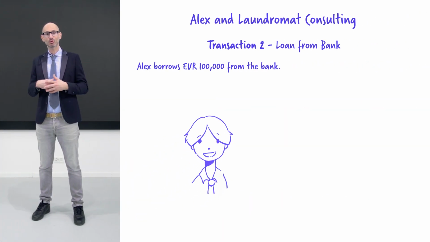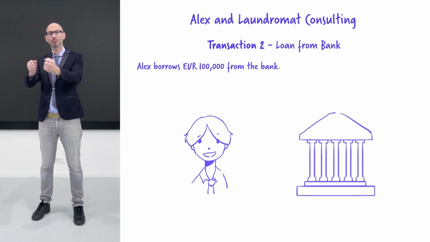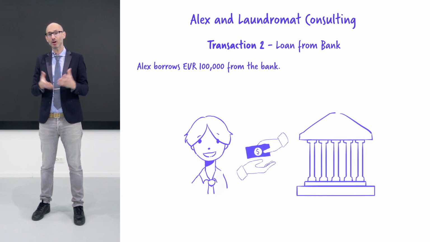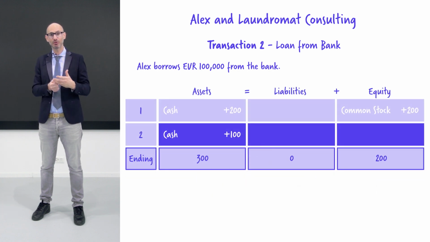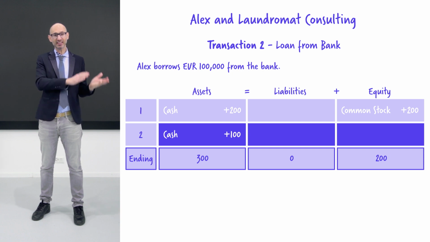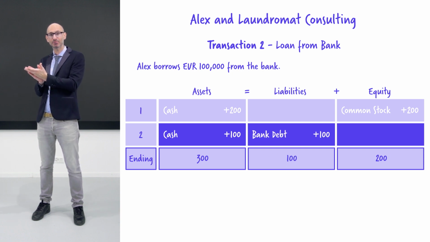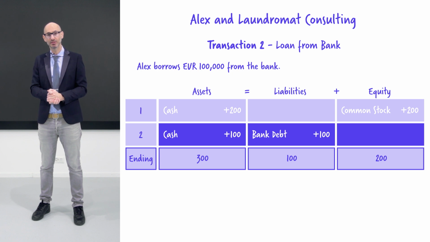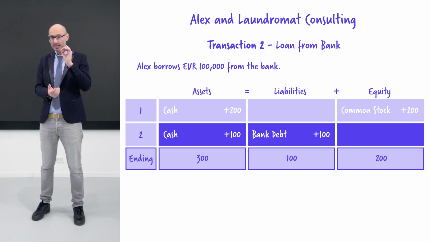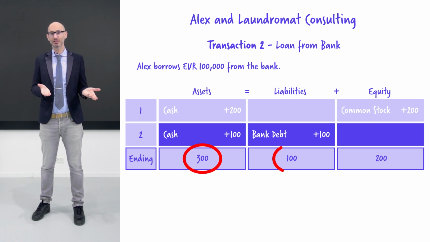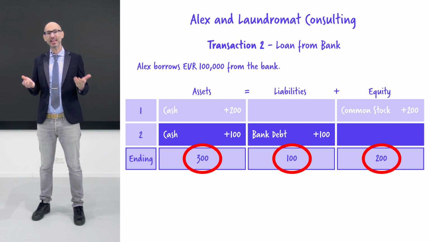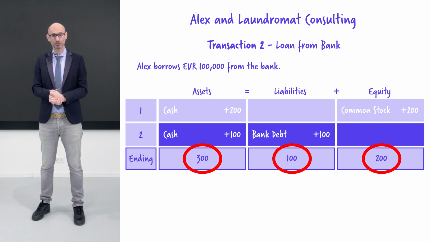Now, Alex wants to grow his business. He goes to the bank and borrows $100,000. Now the company has more cash. And under assets, we have an additional entry of cash of $100,000, and the entry on the right-hand side of the equation will be bank debt of $100,000. Essentially, this transaction shows that we have cash of $100,000 and debt of $100,000. Please see that the totals balance. We have a total 300 under assets, 100 under liabilities, and equity is naturally the difference, and that is 200.